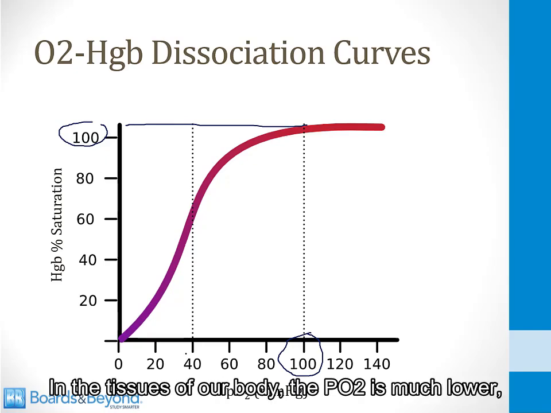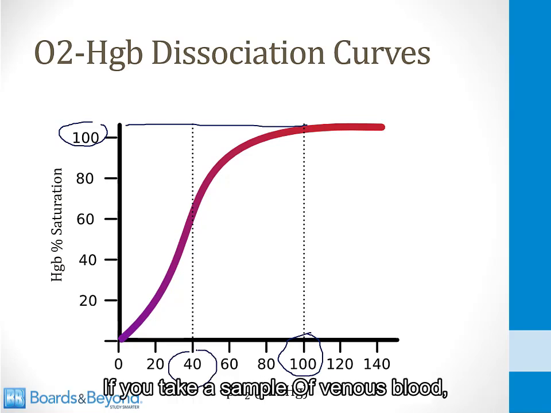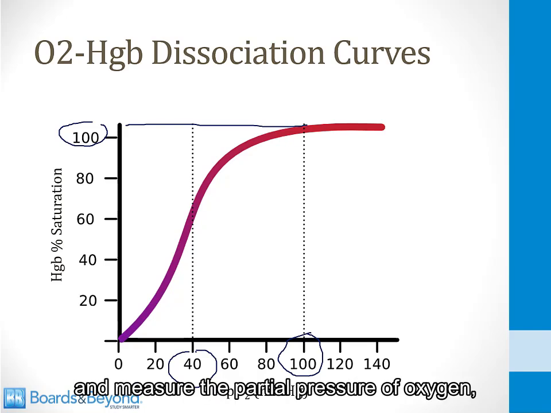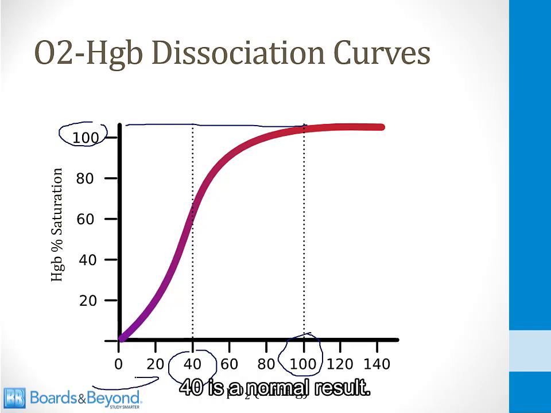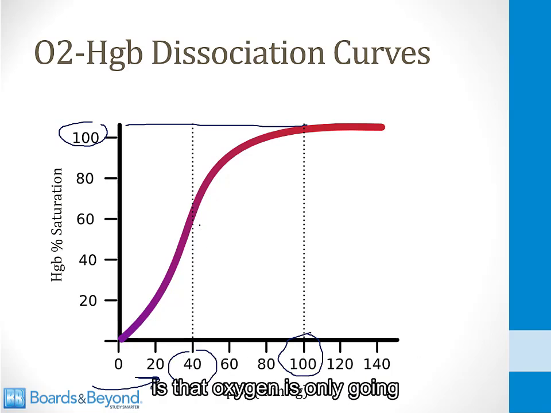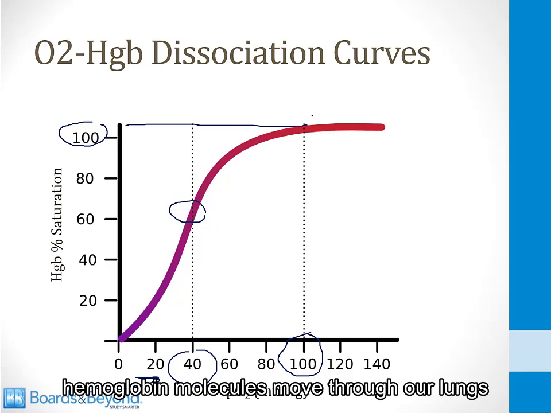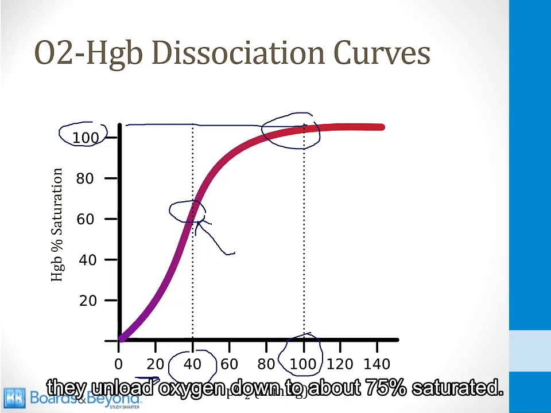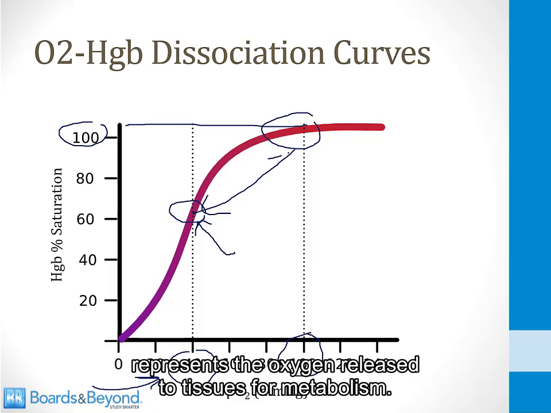In the tissues of our body, the PO2 is much lower. It's about 40. If you take a sample of venous blood, which is blood that has just left the tissues, and measure the partial pressure of oxygen, 40 is a normal result. So what's happening according to this curve in the tissues is that hemoglobin is only going to be about 75% saturated or so. So hemoglobin molecules move through our lungs and become fully saturated, and then when they get to the tissues, they unload oxygen down to about 75% saturated, and that difference in saturation represents the oxygen released to tissues for metabolism.